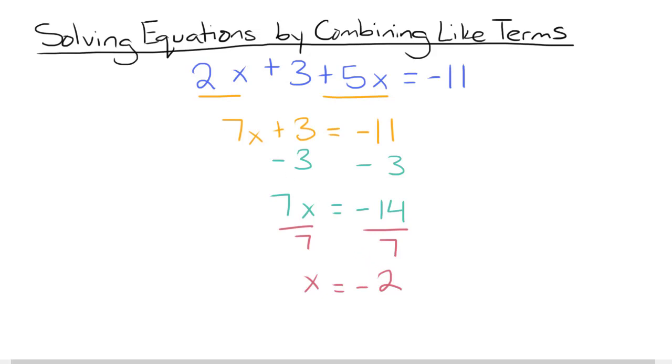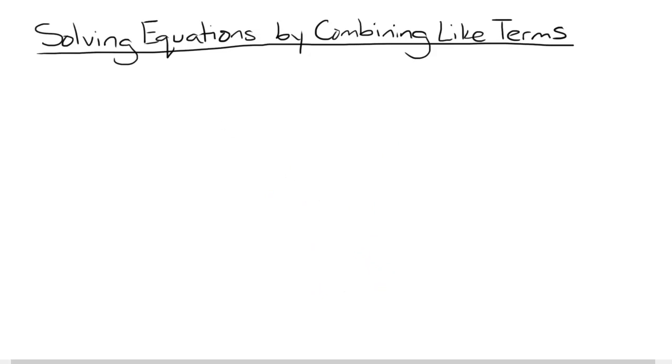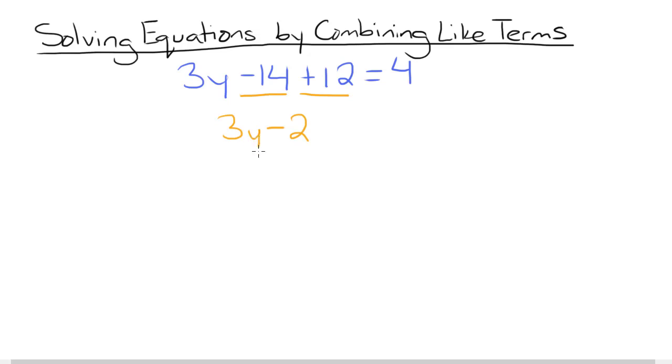So let's take a look at another one. This equation is 3y minus 14 plus 12 equals 4. Remember, we always start by combining our like terms. So our like terms on this left side are negative 14, or minus 14, and positive 12. So to combine those, we want to do negative 14 plus 12, which will give us negative 2. Our 3y here stays the same, so we have 3y minus 2 equals 4.